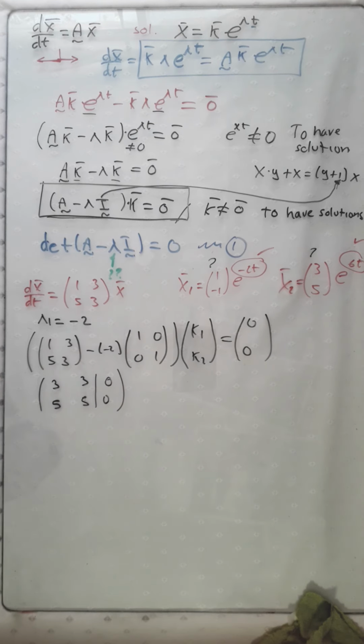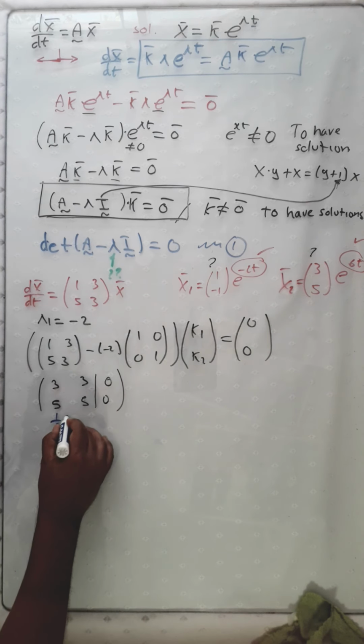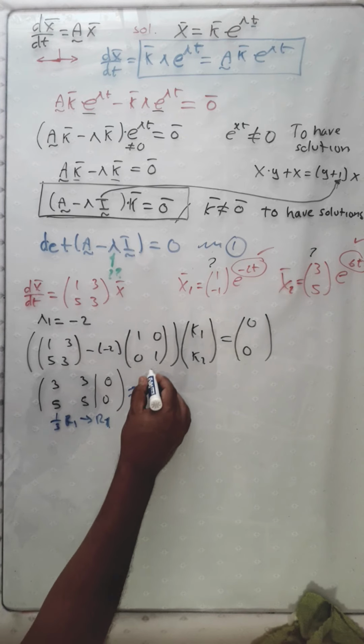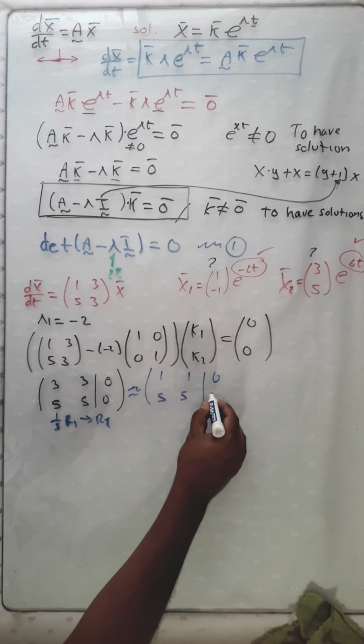So you have a system of equations. So what you have to do here, engineers, is you have to make the step matrix. In Spanish it is escalonar la matriz. Okay, so what I'm going to do is take 1/3 of the first row and save it in the first row, and that is equal to 1, 1, 0, 5, 5, 0.